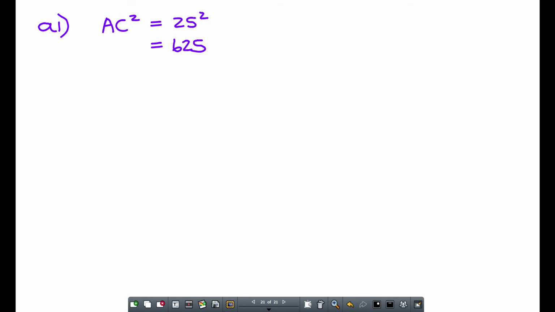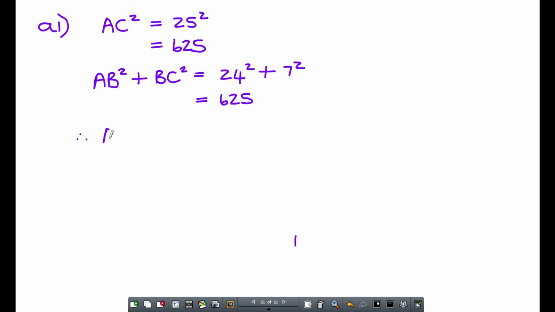Books out. Let's mark. Okay, so now I'm going to take AB squared plus BC squared. And that's going to be 24 squared plus 7 squared. And that also gives me 625. So therefore, if I were to take AB squared and add BC squared, it will give me AC squared. So triangle ABC is a right angle triangle.